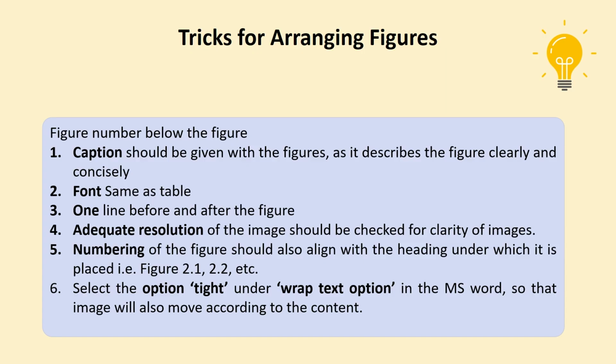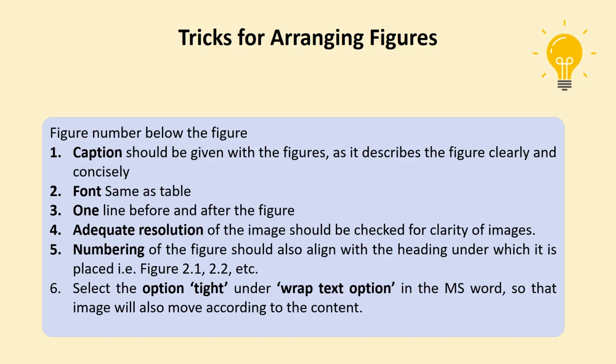This is very important. Write the figure number below the figures, and along with this there are some other important things for arranging a figure, which is the caption. It should be given with the figures as it describes the figure clearly and concisely. In a table we give the table number, in a figure we give the figure number also, but we have to write some caption also, that what it represents. It makes it more professional and more sound to the persons who are reading it.